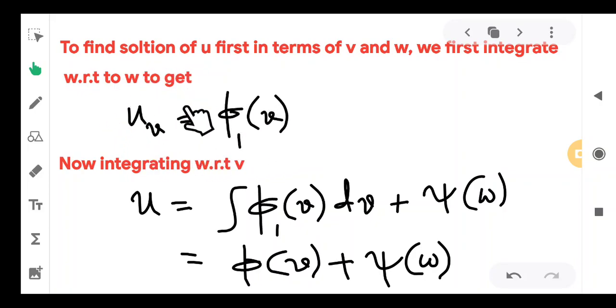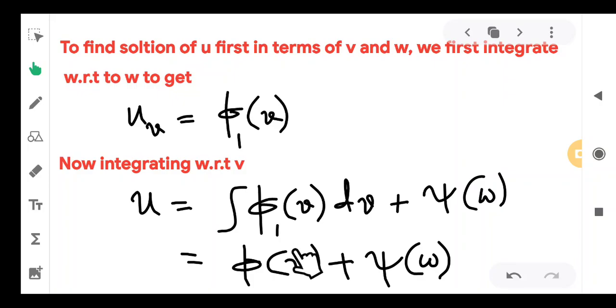Now again, if you integrate with respect to v, keeping w as constant, this v will go. You will be getting u, which is equal to the integral of phi 1 of v with respect to v plus a constant. That constant may depend on the constant variable w. So this is again a function in v. We take it as phi of v, plus psi of w. Therefore, u is equal to phi of v plus psi of w is a solution of the wave equation.